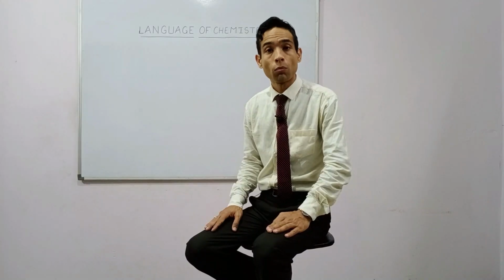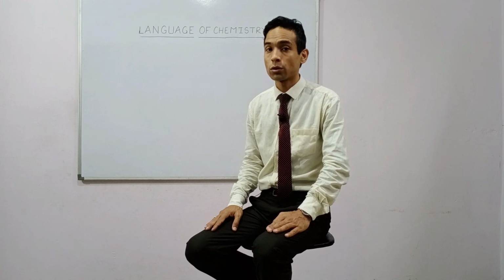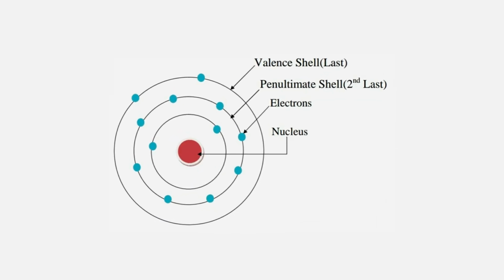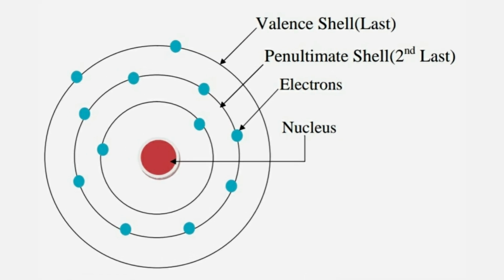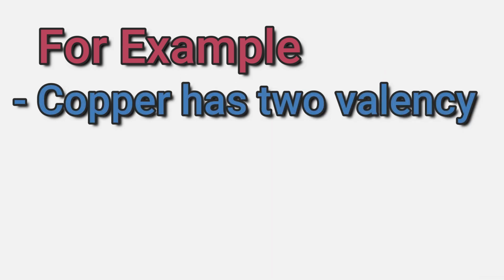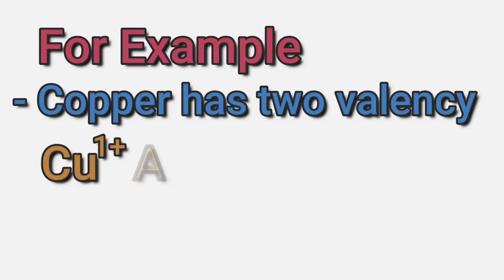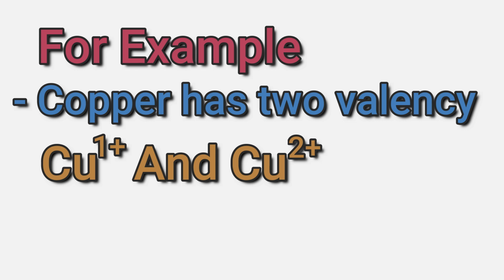Certain metals show more than one valency, and this is called variable valency. The reason for showing variable valency by an atom is because sometimes it loses electrons from the penultimate shell. Penultimate shell is the second last shell of the atom. For example, copper has two valencies, Cu1+ and Cu2+.